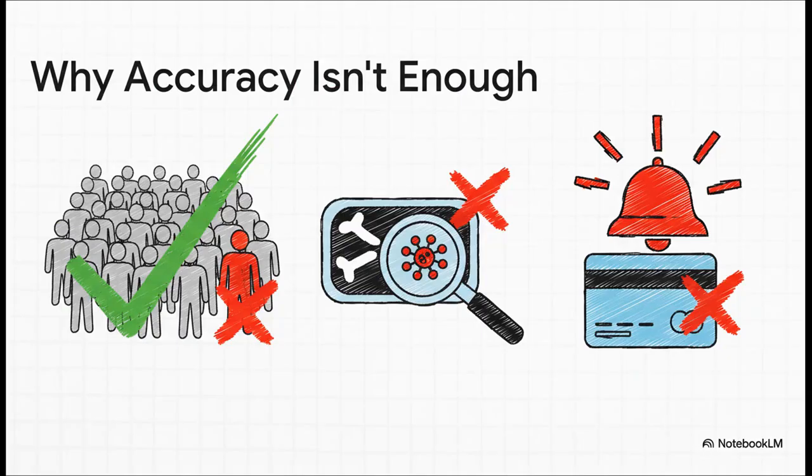Imagine a rare disease that only affects 1% of people. A model could be 99% accurate just by being lazy and predicting no disease for everybody. But that model is totally useless, right? It fails the very people it's supposed to help. Or think about missing a cancer diagnosis. That's a catastrophic error. And on the flip side, flagging every single credit card purchase as fraud? Well, that would be an absolute nightmare for users. The consequences in these cases are huge, and simple accuracy just doesn't capture any of that nuance.